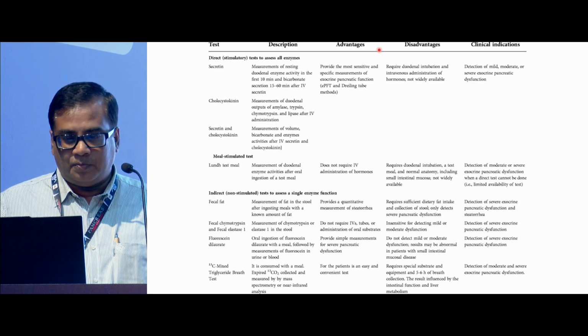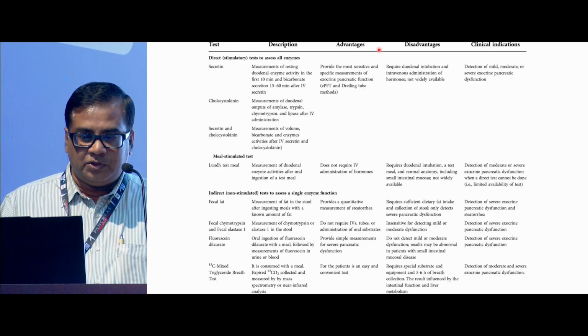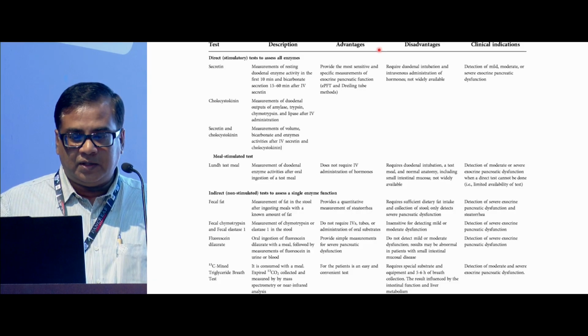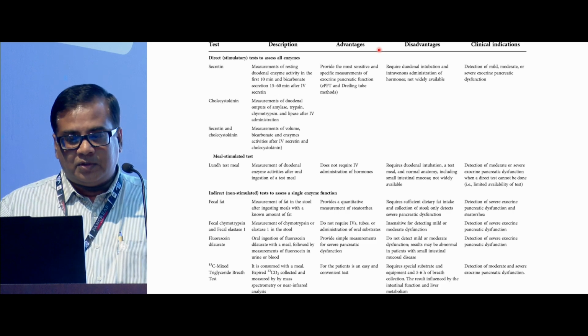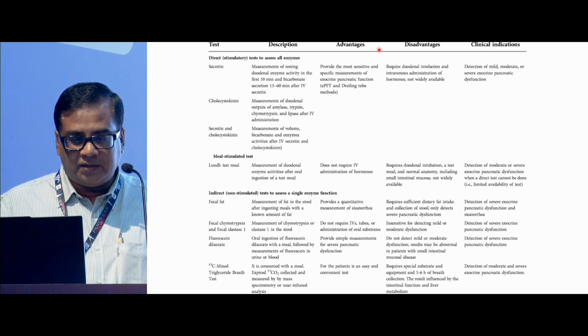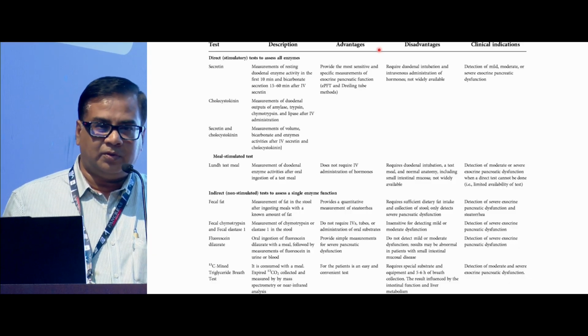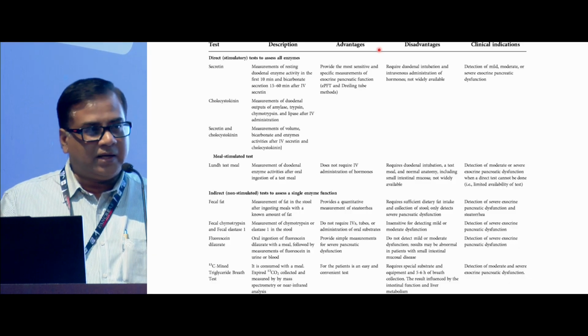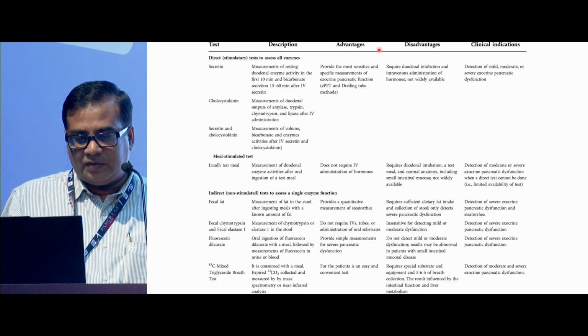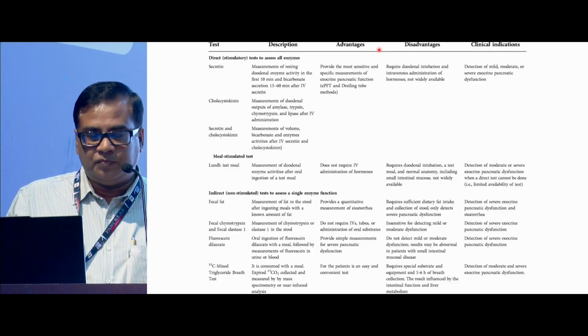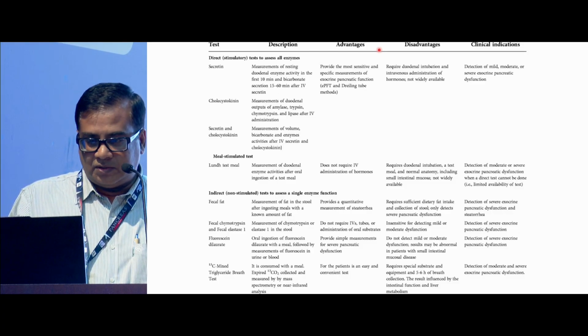So this is an overall view of all the tests that are available. We know traditionally there are direct tests, which are the stimulatory ones, and we assess the bicarbonate secretion and the enzymes. We have the secretin test, the cholecystokinin test, and a combination of secretin and cholecystokinin. And you have some variations in which you can do an ERCP and directly collect the secretions also. And you have the meal stimulation tests, which are less invasive, and you have the indirect tests, which include fecal fat, fecal chymotrypsin, fecal elastase, and the breath test.